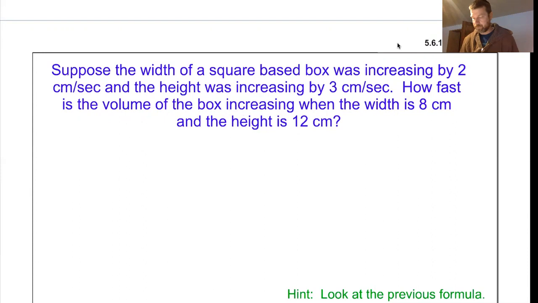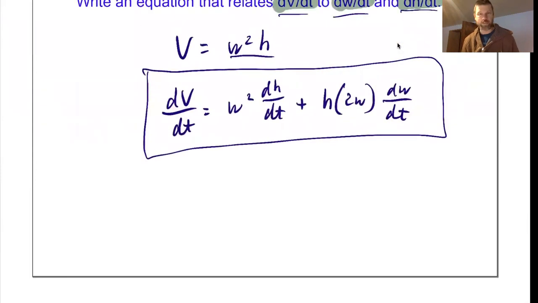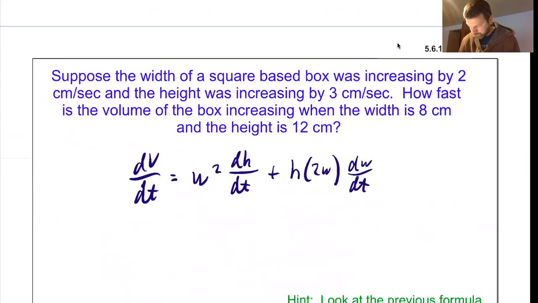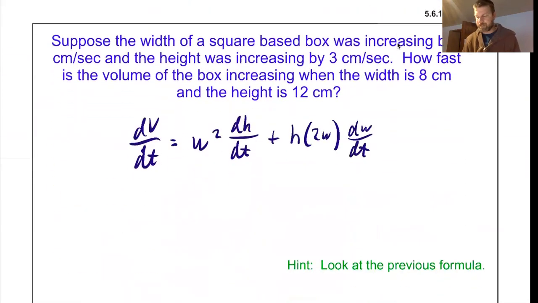All right, well, let's look at my equation. There's an equation that gives me how fast volume is changing when I've got a square box. So let's use that equation. All right, dV/dt, I don't know because that's a change in volume, and that's what I'm being asked. I'm being asked how fast is the volume increasing, how fast is the volume changing, so I definitely don't know that one. That's what it's asking for.